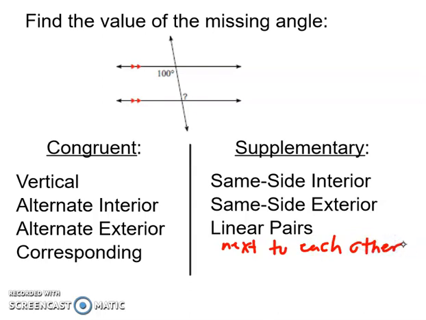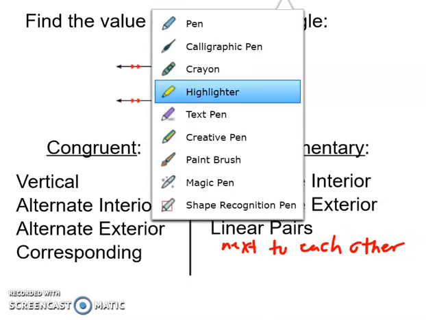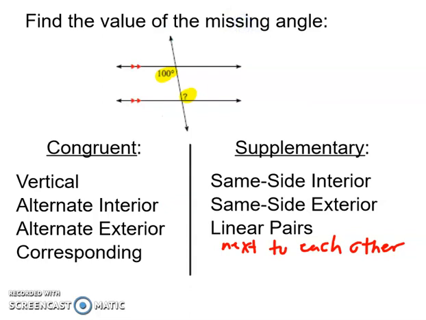So looking at the diagram, I'm just going to highlight where I see my angles. Okay, so I'm trying to find the question mark. So either it's going to be congruent or it's going to be supplementary. So we need to establish what the relationship between that 100 and the question mark is. Well, I notice that they're both inside my parallel lines. So I can automatically cross out same side exterior because they're inside. I can cross out alternate exterior again because they're inside the set of parallel lines.